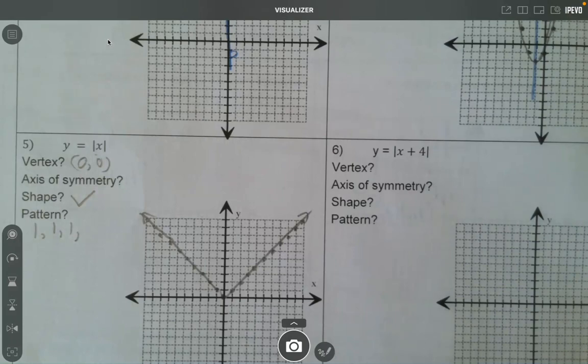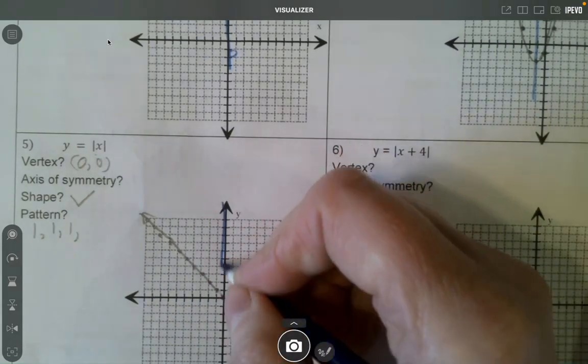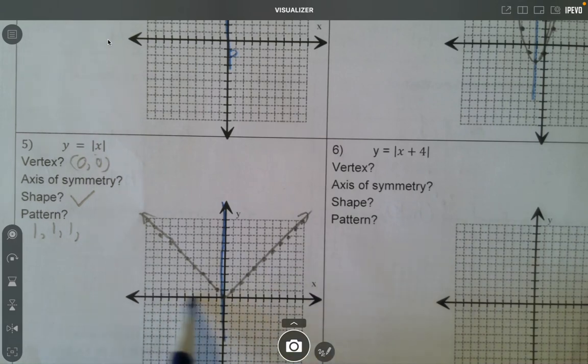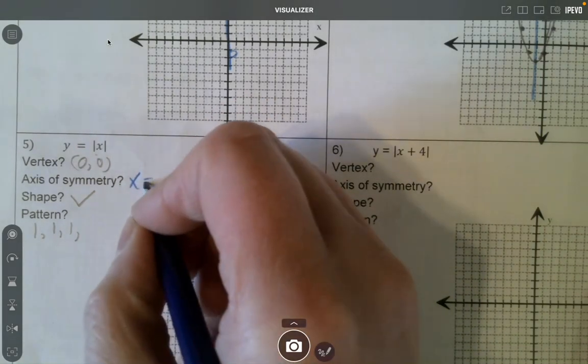And the axis of symmetry, I find the same way. It's still right down the middle. It's crossing my x-axis at 0. So here's my negatives for x, here's 0, here's my positives. It's right in the middle at 0. So x equals 0.